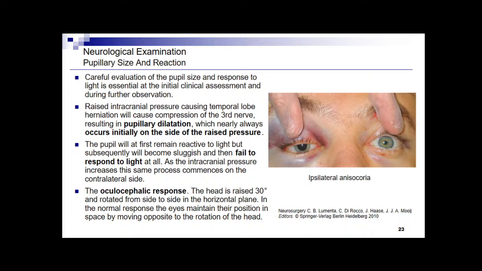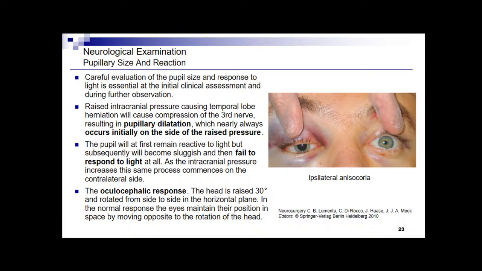If a patient has a right-sided temporal hematoma, his right pupil will be dilated, but after a few days his left pupil will be dilated also, due to progression of intracranial pressure.